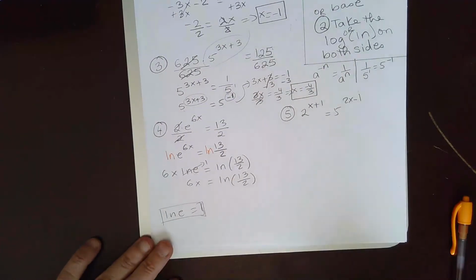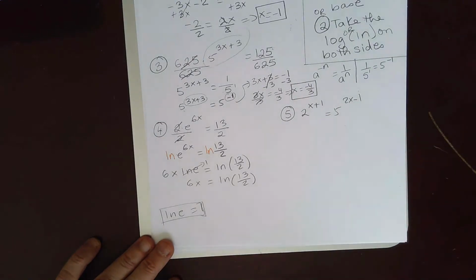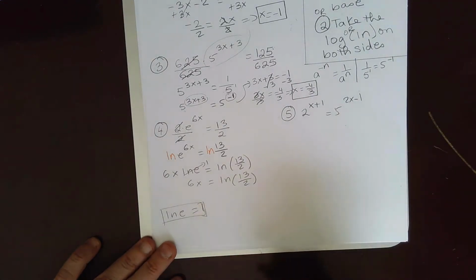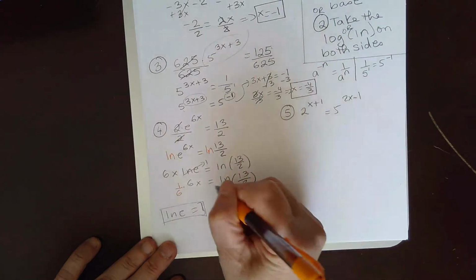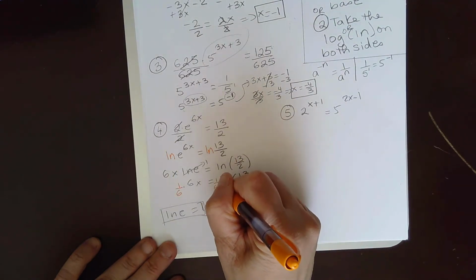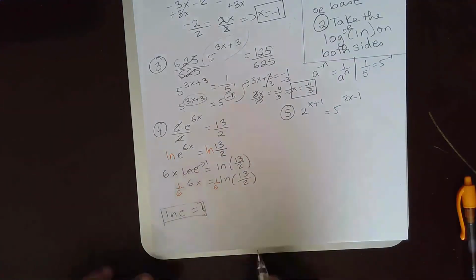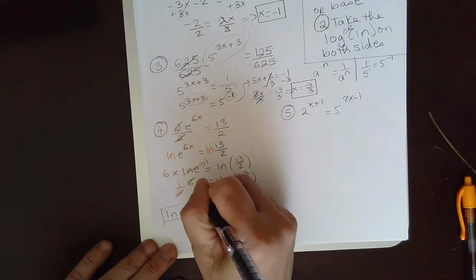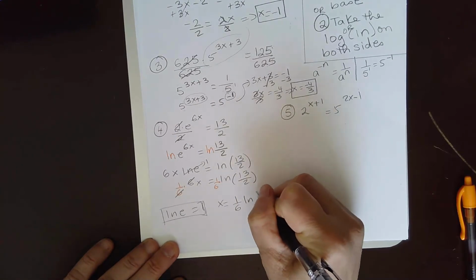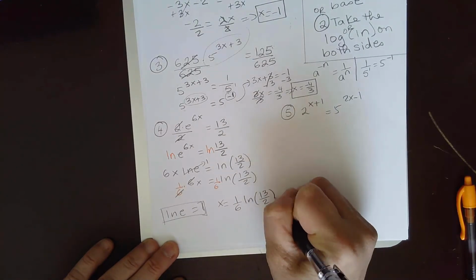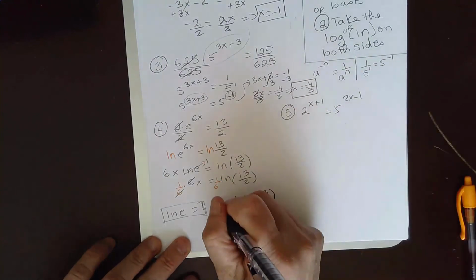Now you want to solve for x, so you want to get rid of the 6. You can divide by 6 on both sides. I would recommend multiplying by 1 over 6. So now you divide by 6 here. You get x is equal to 1 over 6 ln 13 over 2. So this is your exact solution.